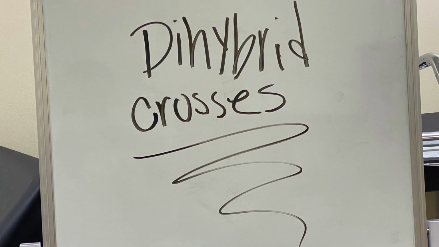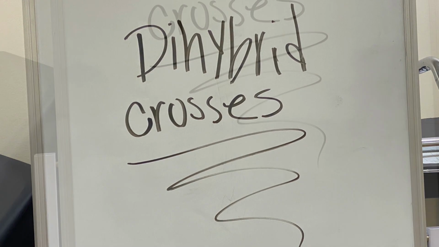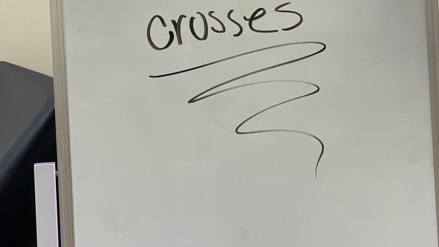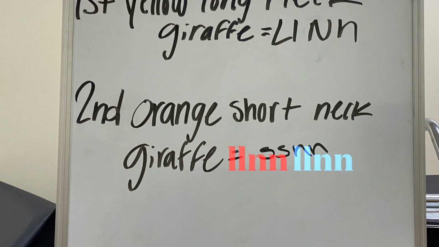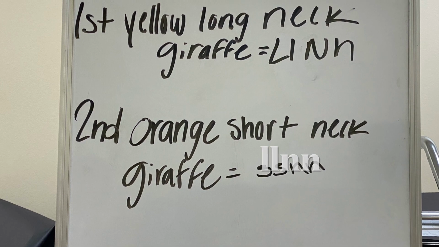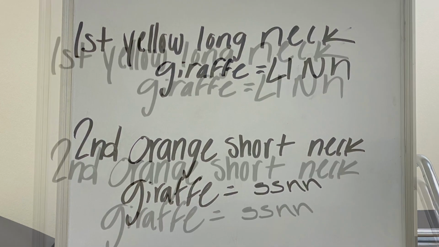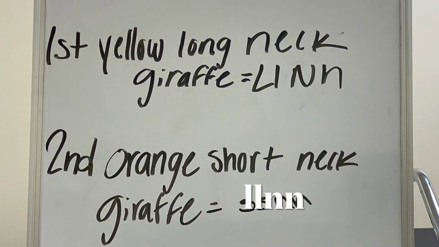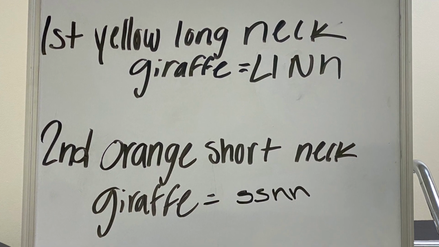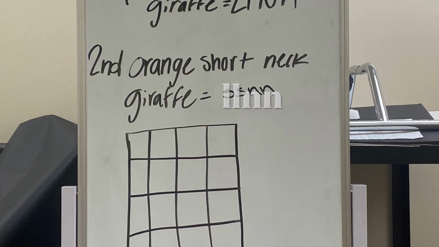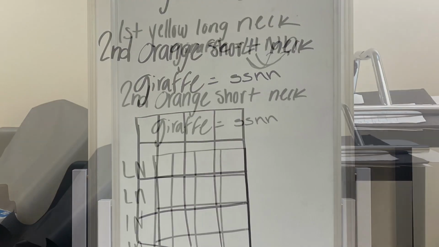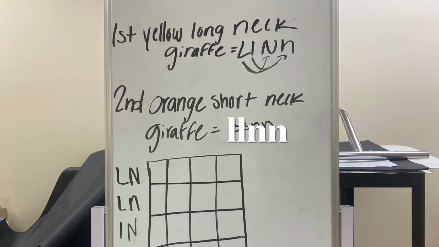Now that we know that, you probably don't know what dihybrid crossing is, so let me explain it. It's a mating process between two organisms that hold two traits. I'll be comparing a yellow giraffe with a long neck and an orange giraffe with a short neck. So the alleles for the first giraffe are dominant L, recessive l, times dominant N, recessive n. And for my second giraffe they are recessive ll and nn.